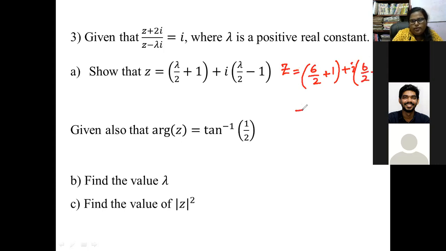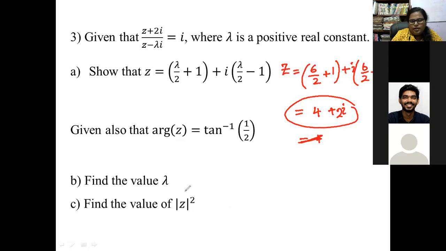So we can write the answer here. 6/2 means 3. 3 plus 1 is 4 plus i. 3 minus 1, it is 2. So we can write this complex number z as 4 plus 2i, right? So you have to find the modulus value of this z here.